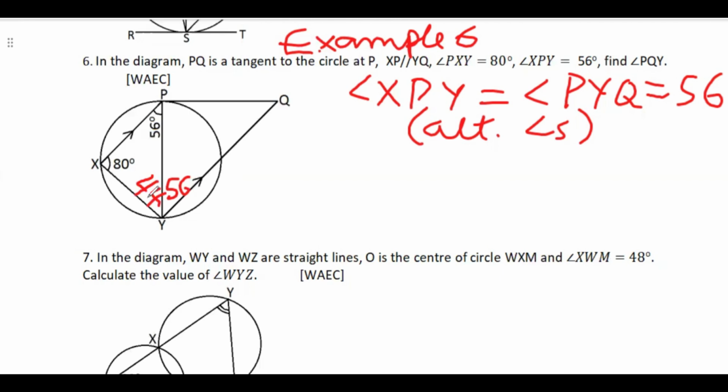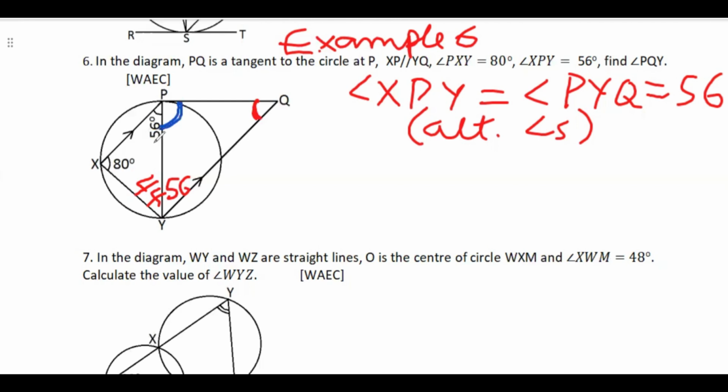Now, since what we have to find is PQY, the angle outside here, it's not inside the circle again. That means the circle theorems may not apply to it because it's entirely outside. So here, we now look at this. This one is 44, this one is 80. Look at the angle here.